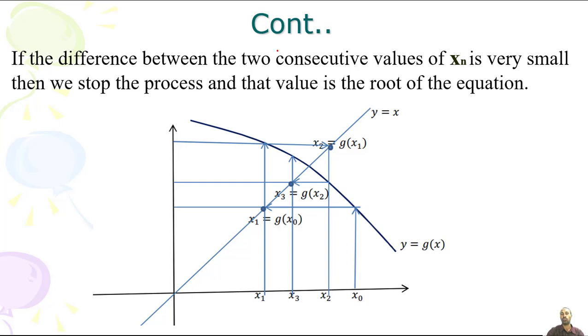If the difference between two consecutive values of x n is very small, then we stop the process, and that value is the root of the equation. Clear? For example, for x3 you have g of x2, you substitute, and you get the value. For each iteration you are approaching, and finally you will have the root of the equation with successive approximations.